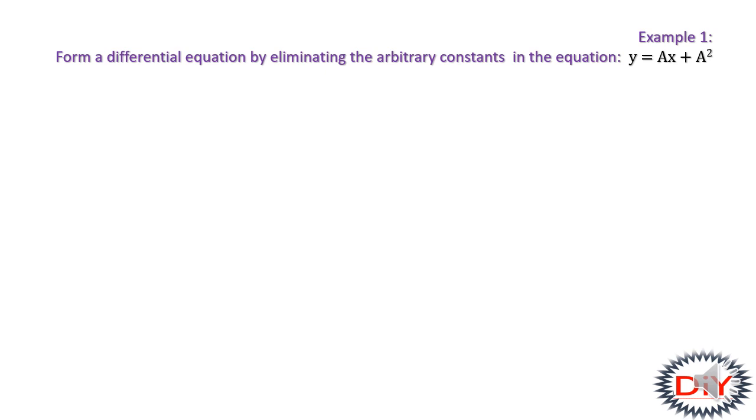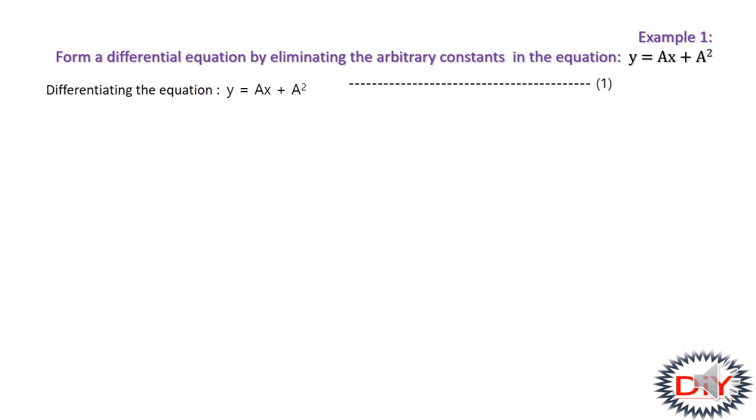The question goes: form a differential equation by eliminating the arbitrary constants in the equation y equals ax plus a squared. Now don't forget what we talked about when we discussed how to form a differential equation, which means we differentiate the equation and eliminate some constants, which will then leave us with dy/dx, which you can say is a differential equation.